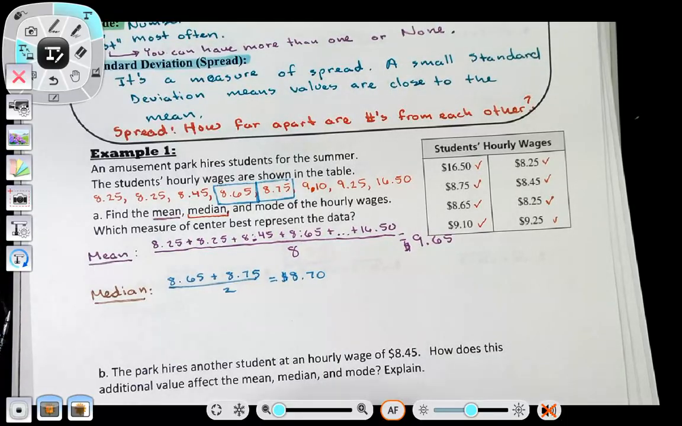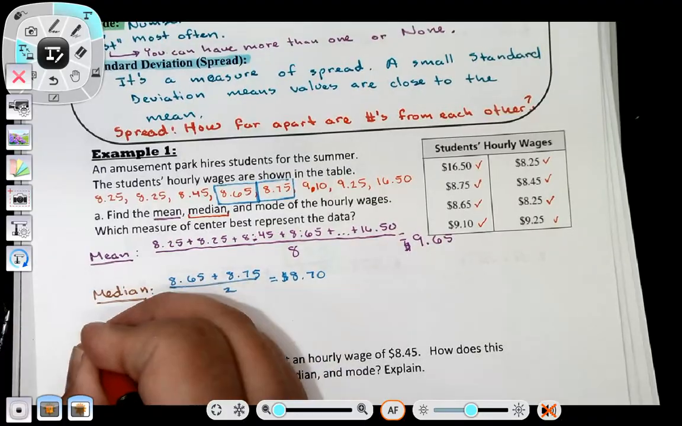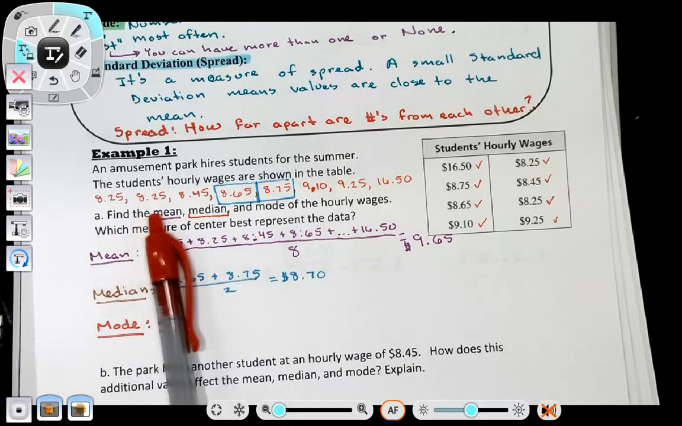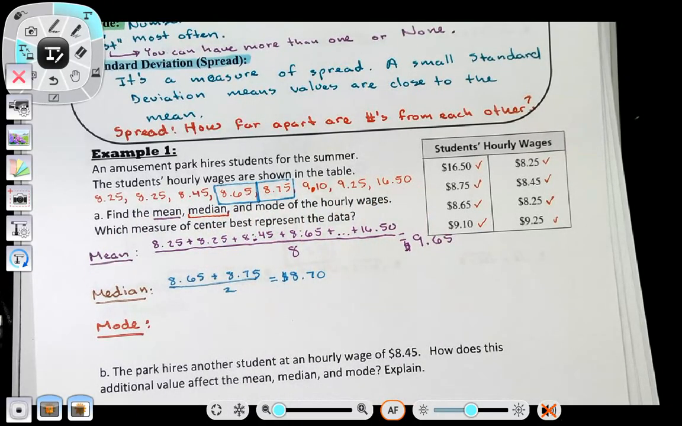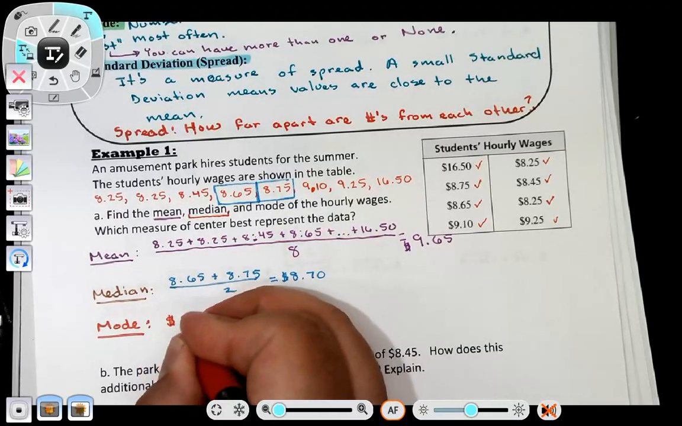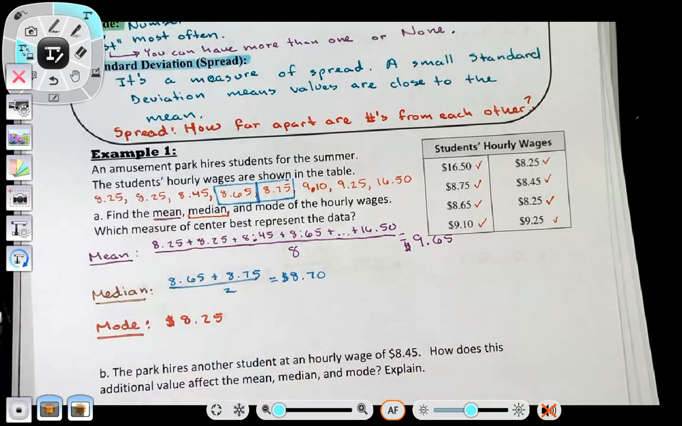All right, and then, of course, they said, well, give me the mode. All right, well, mode just means which one happened the most. So did any of these numbers repeat? Yes. Yeah, which one? Yeah, the $8.25. It's the only one that repeated twice. And you might say, yeah, but it's in the beginning. That doesn't matter. Remember, for mode, it's, hey, who just repeated the most? All right, well, we've answered everything they wanted.